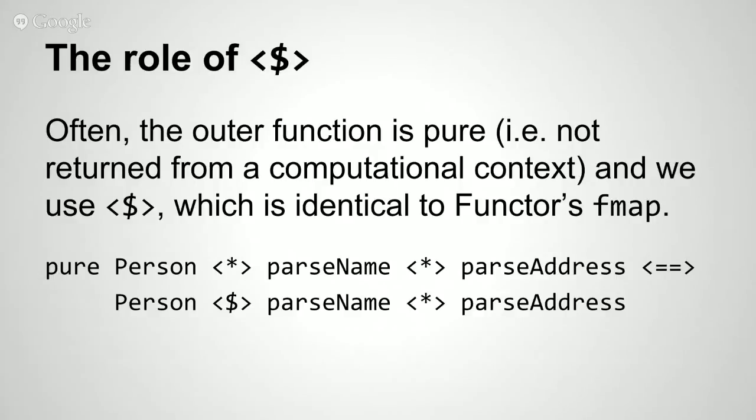The role of the $sign, which is the f map, is that often your outer function will be pure. Sometimes you do want your outer function to be in a computational context, but usually the outer function itself is pure. It's always the same. And so that's why we'll use f maps. We use this f mappy thing a lot.